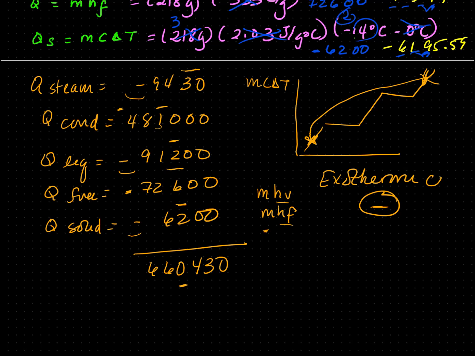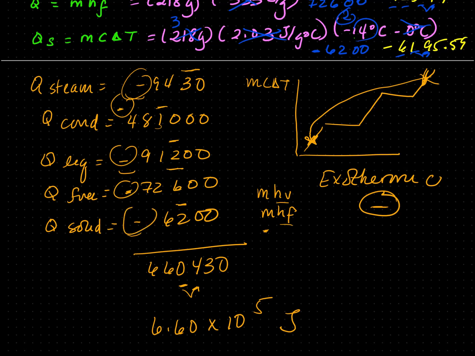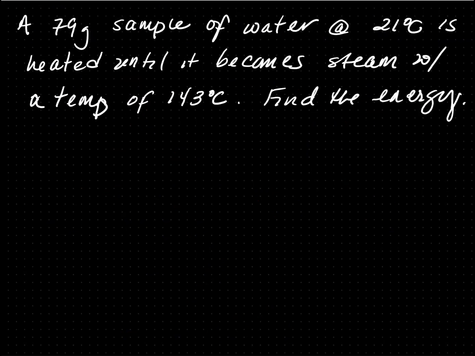So I'm going to round it right here. So I look 1 to the right, it stays because it's less than 5. So this is going to be negative 6.60 times 10 to the 5 joules. And if you notice, they all have a negative sign. Exothermic reaction, it's a minus. Pause the video, try this problem on your own, and then check your answer.